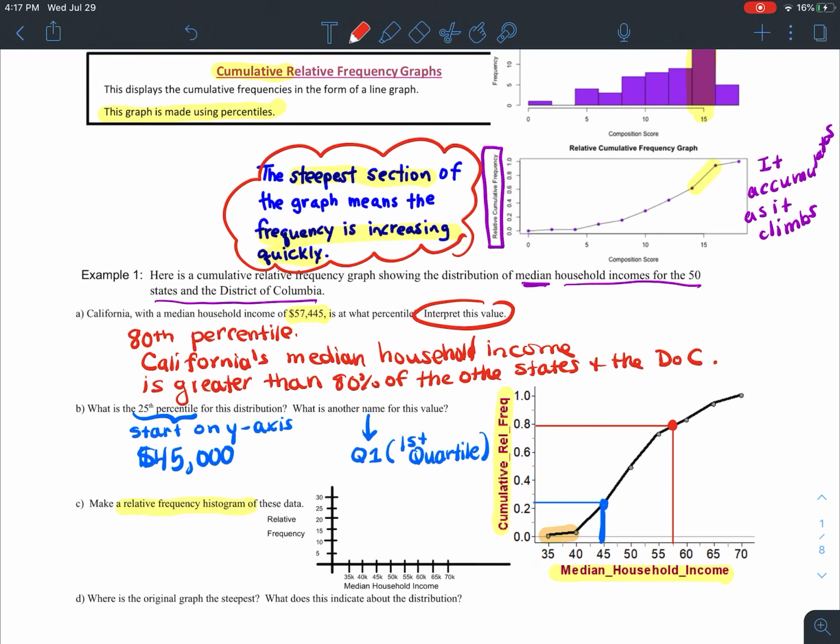So when I come to my graph here, I'm going to go up to the 5% mark. I'm just going to go ahead and label 5% at the top of that. That's between 35,000 and 40,000. Now here's where this gets tricky. I'm going to switch colors here.